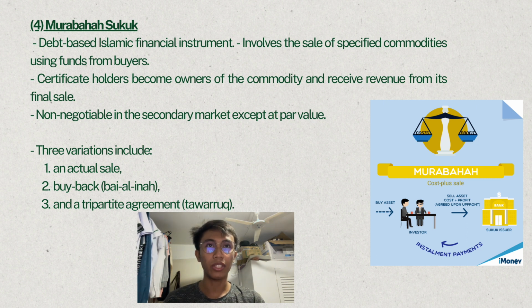There are three variations of the sukuk. First is an actual sale. Second is a buyback, or called bai al-inah. And third is a tripartite agreement, or tawarruq.